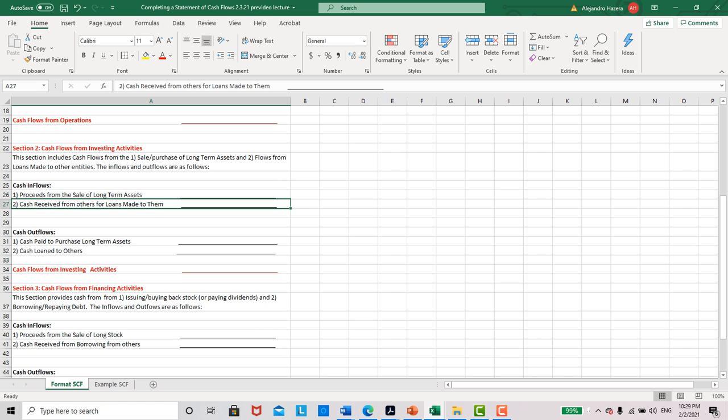What would be the cash outflow? When cash is loaned to others. Okay, so think the big thing here is this activity is loans you make to others. The inflow is when they pay you back. The outflow is when you make a loan.